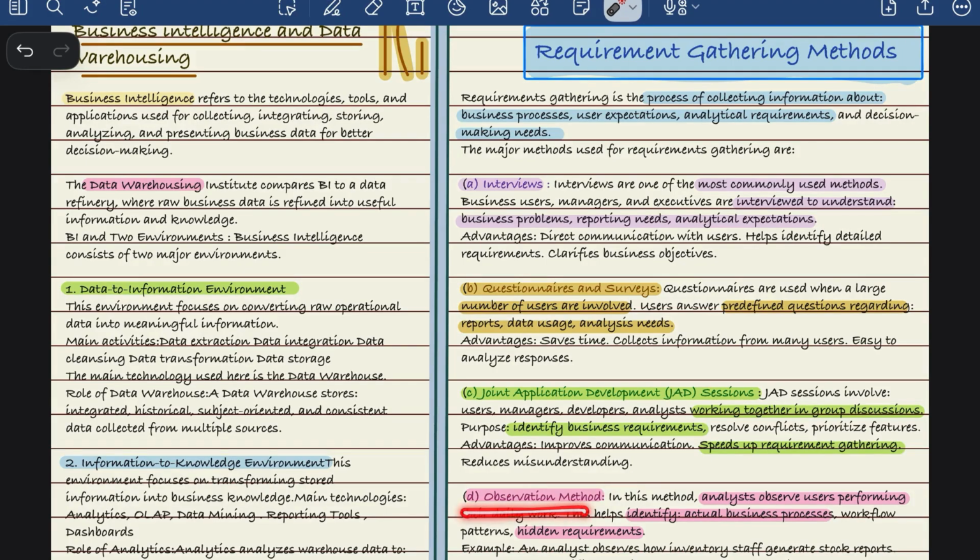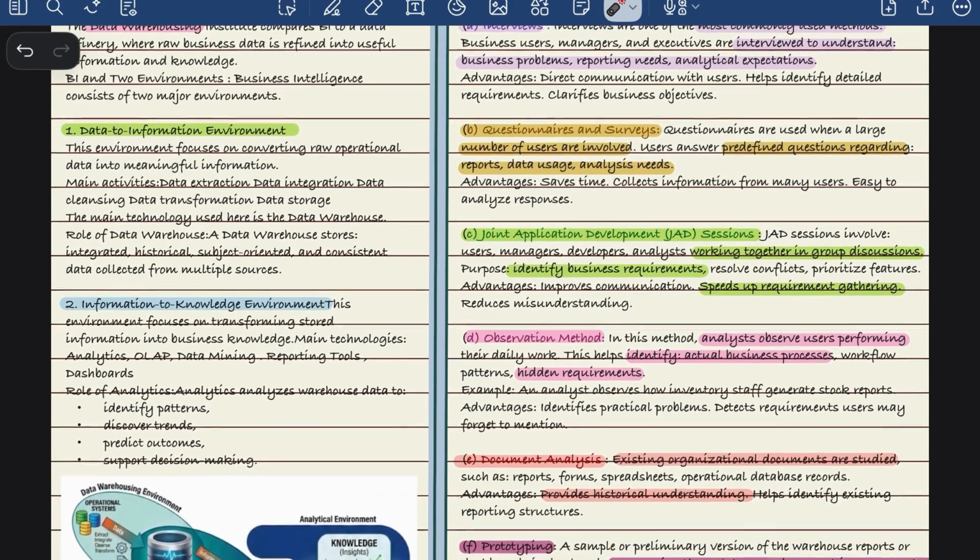Then we also have the observation methods. In this we are watching the particular people who are concerned. We are analyzing the users, how they work daily, and it helps to identify the actual business processes. It helps to identify the patterns and the workflow. All right, then we have prototyping.